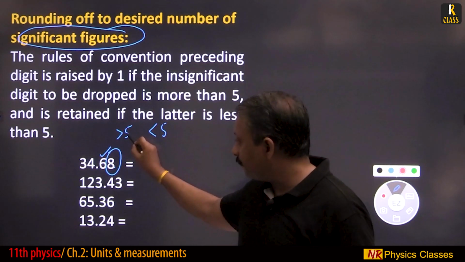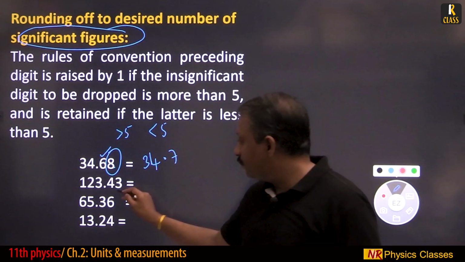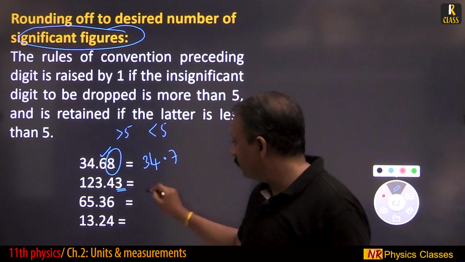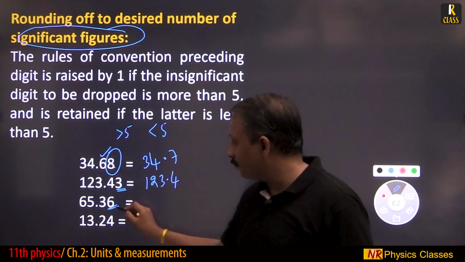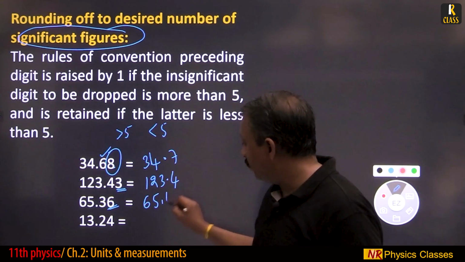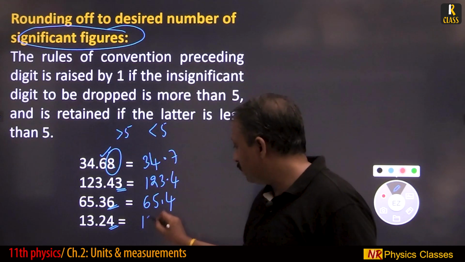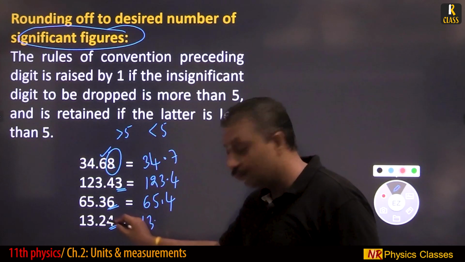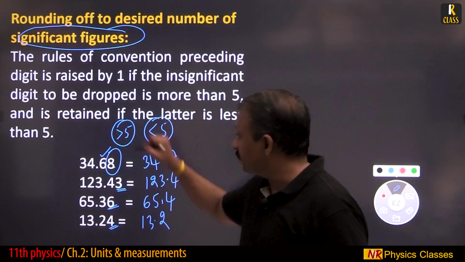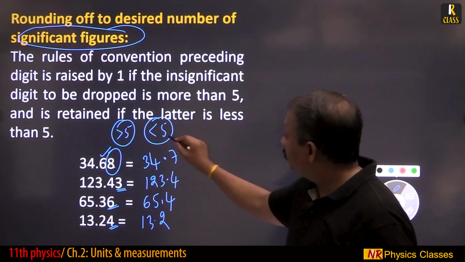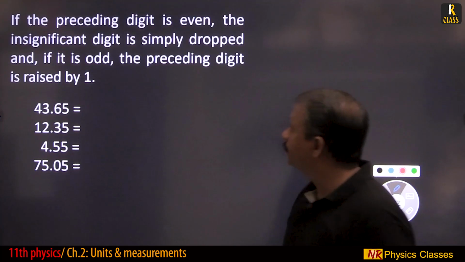8 greater than 5, add 1 to the previous, 34.7. 3 less than 5, retain, 123.4. 6 greater than 5, add 1 to the previous, 65.4. 4 less than 5, retain, 2. So this is how we have to use under these two conditions. Next condition, what if the number is equal to 5?